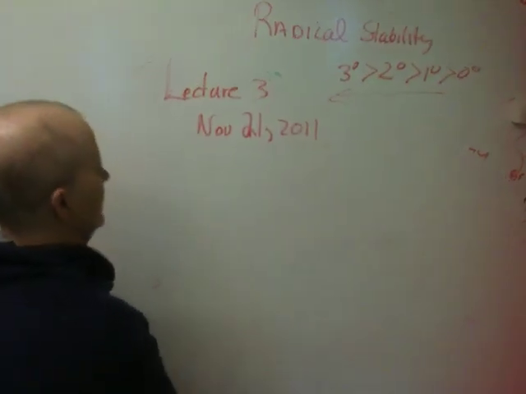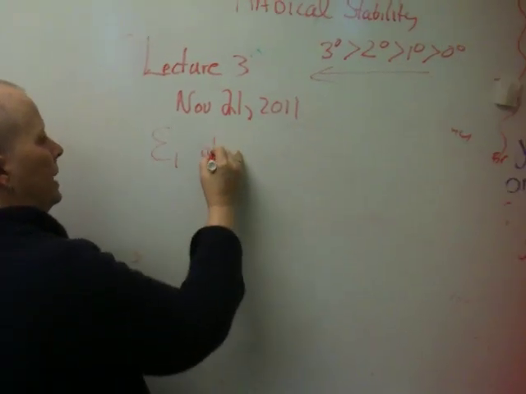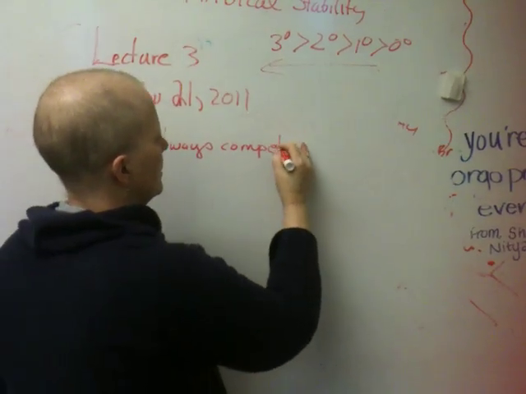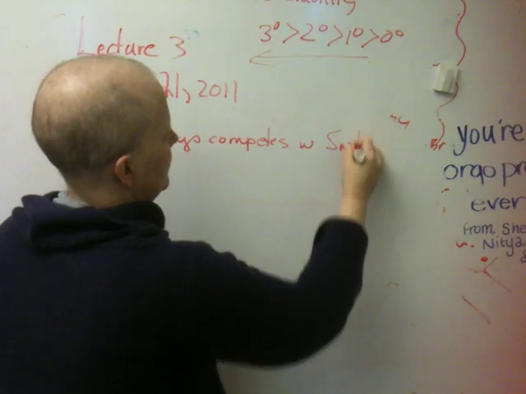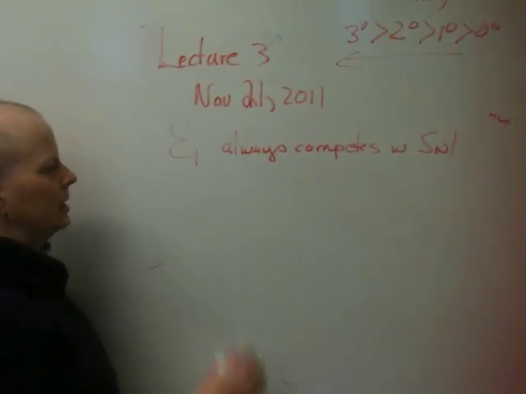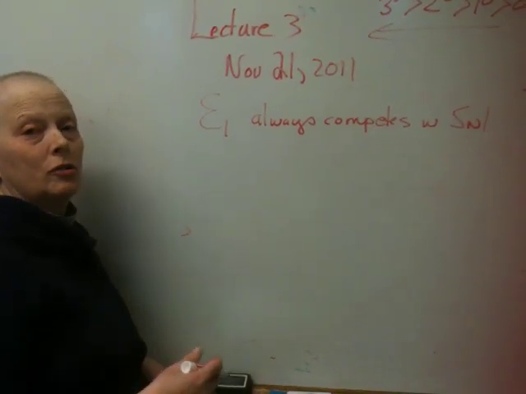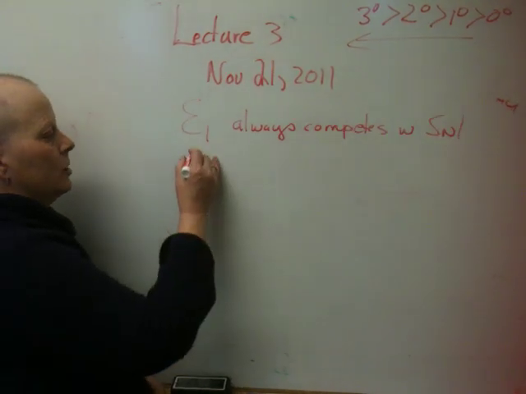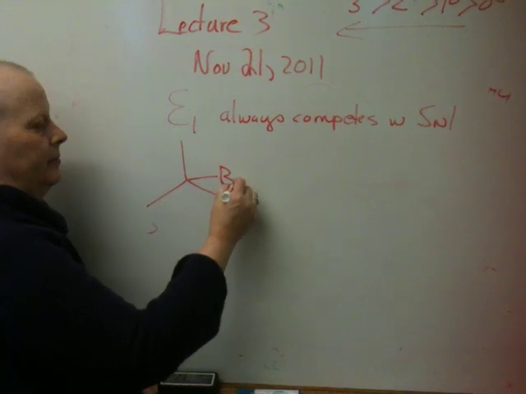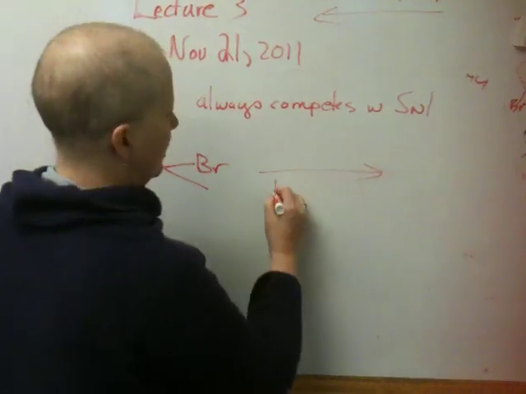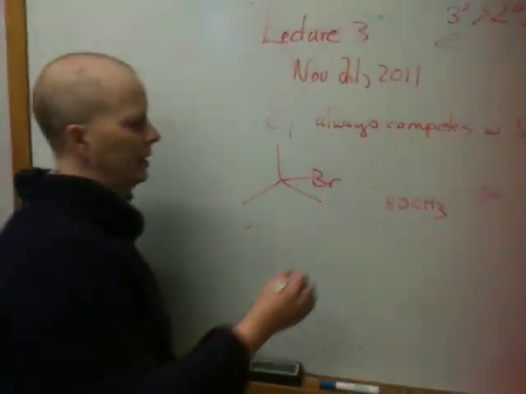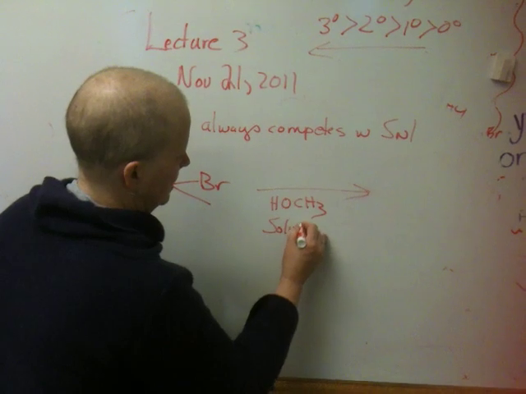okay, E1. Now, E1 always competes with SN1, okay? And so it has a similar condition. So when I wrote SN1, I should have also written E1 occurring with it. So once again, say I draw some kind of tertiary halide. But again, instead of putting the strong base in, I just put methanol in, and this is a solvolysis.